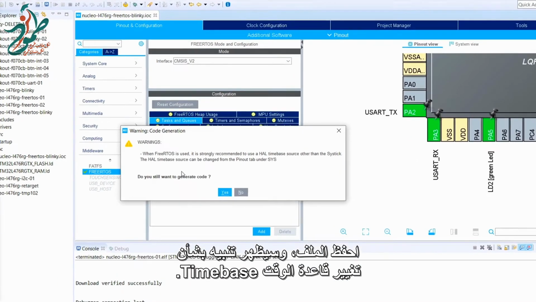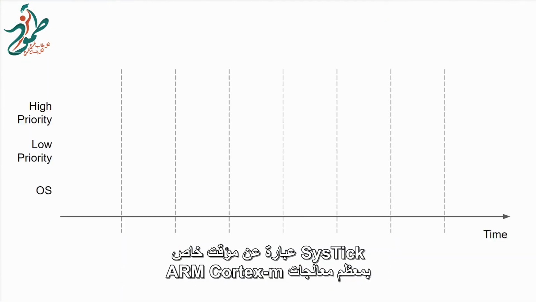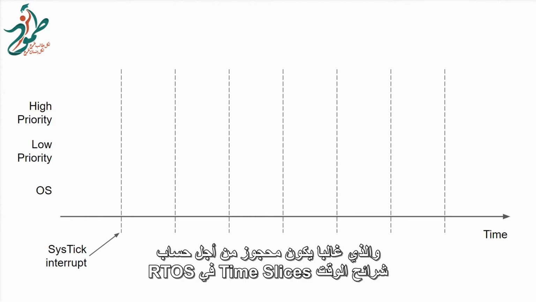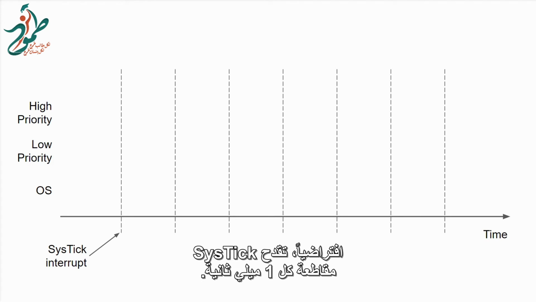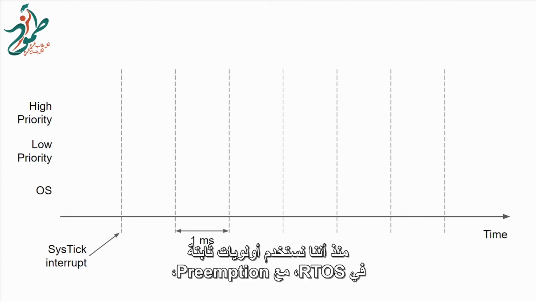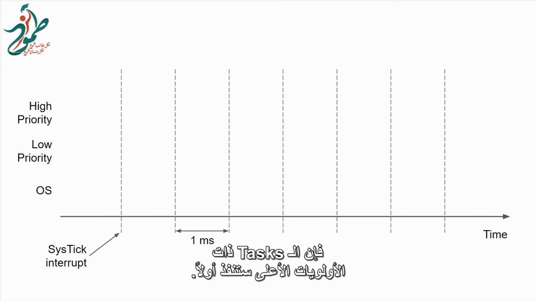Save the file, and we get a warning about changing the time base. SysTick is a special timer in most ARM Cortex-M processors that's usually reserved for calculating time slices in an RTOS. By default, SysTick triggers an interrupt every 1 millisecond. Since we're using a fixed priority RTOS with preemption, tasks with higher priority will be executed first.